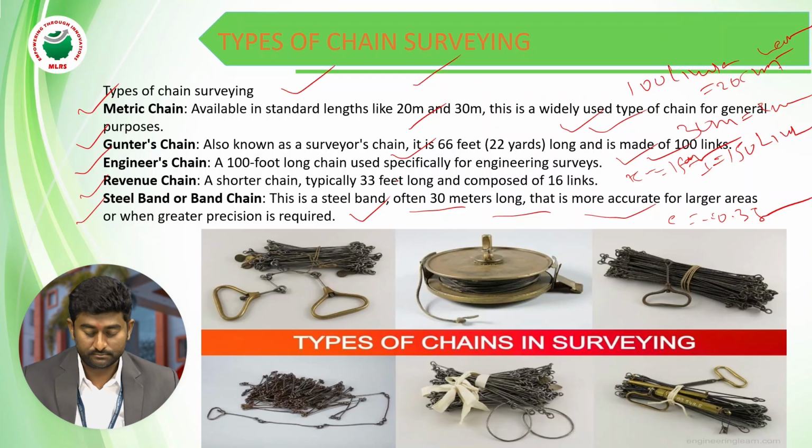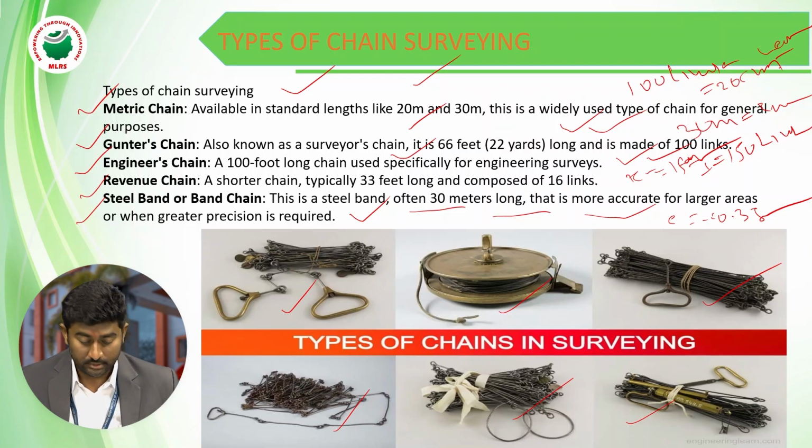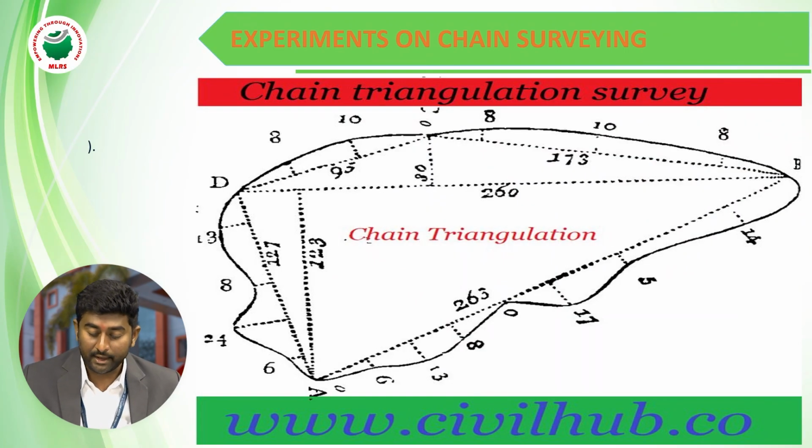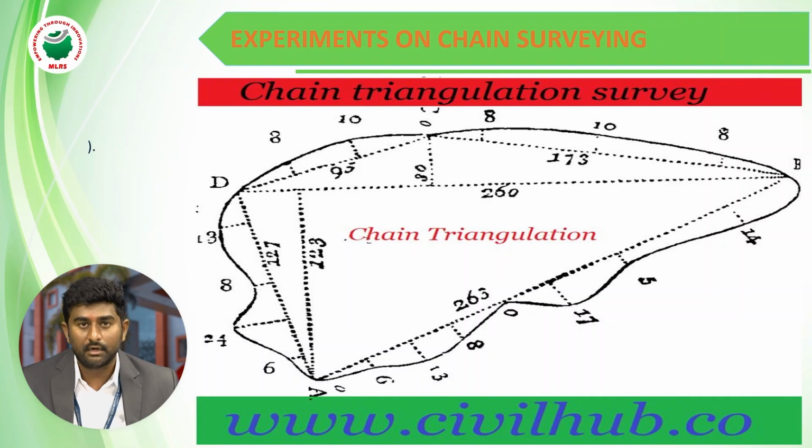This is the diagram of the chains: steel band chain, metric chain, revenue chain, engineer's chain, Gunter's chain. These are the types of chains. Next, go to chain triangulation survey. What is the use of a chain? It is used for the measurement of lengths on the ground. What is the major difference between the tape and the chain? With a chain, accurate measurements are taken in the field.